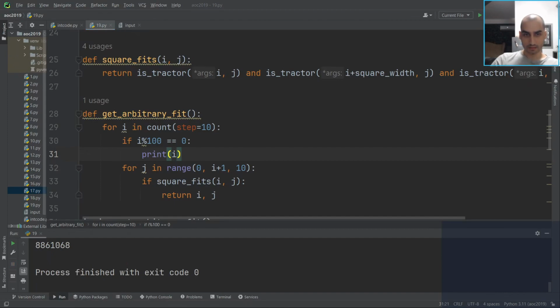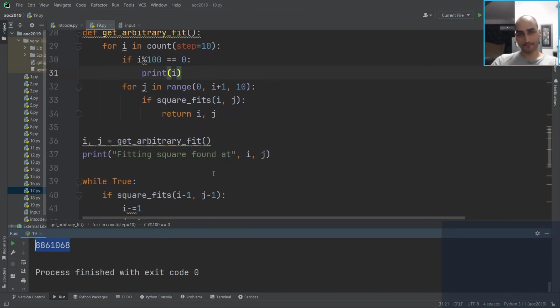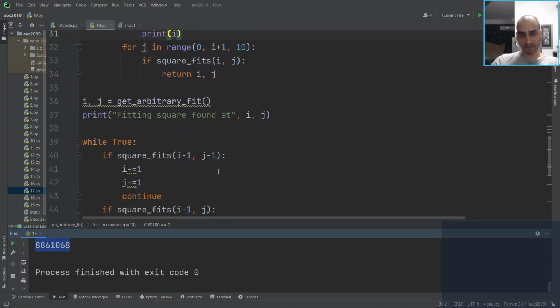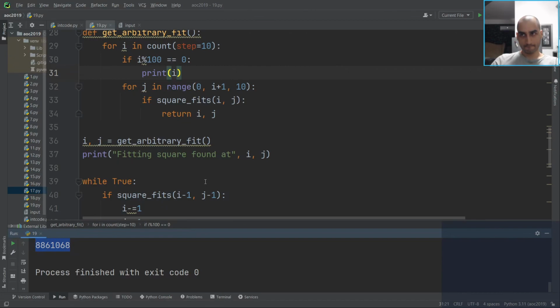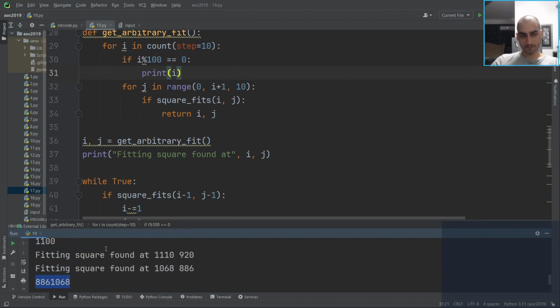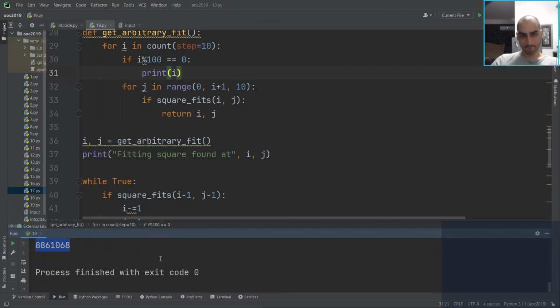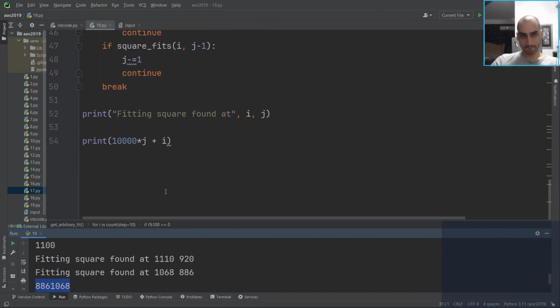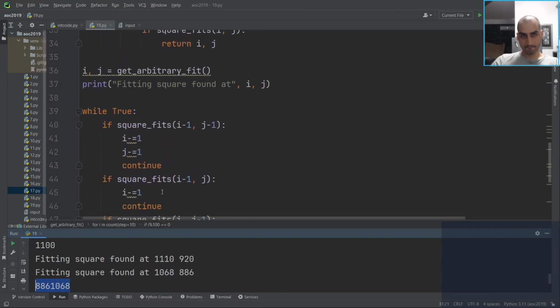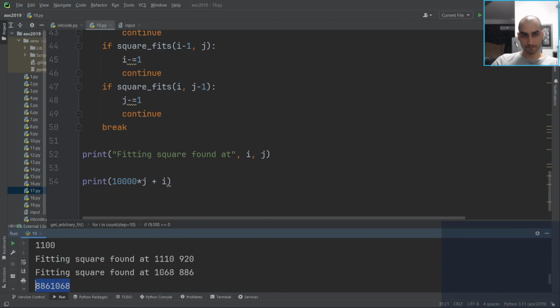8861068. Okay. That proves that... so we just found a bigger number now. So we found a square which fits. Now... I see. So basically we have to try every I and J value less than this.